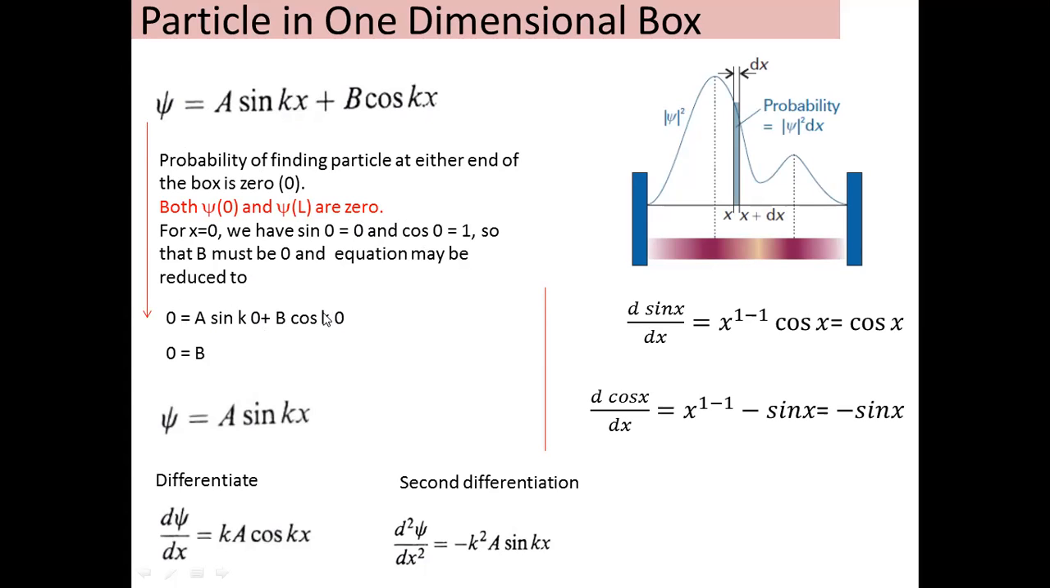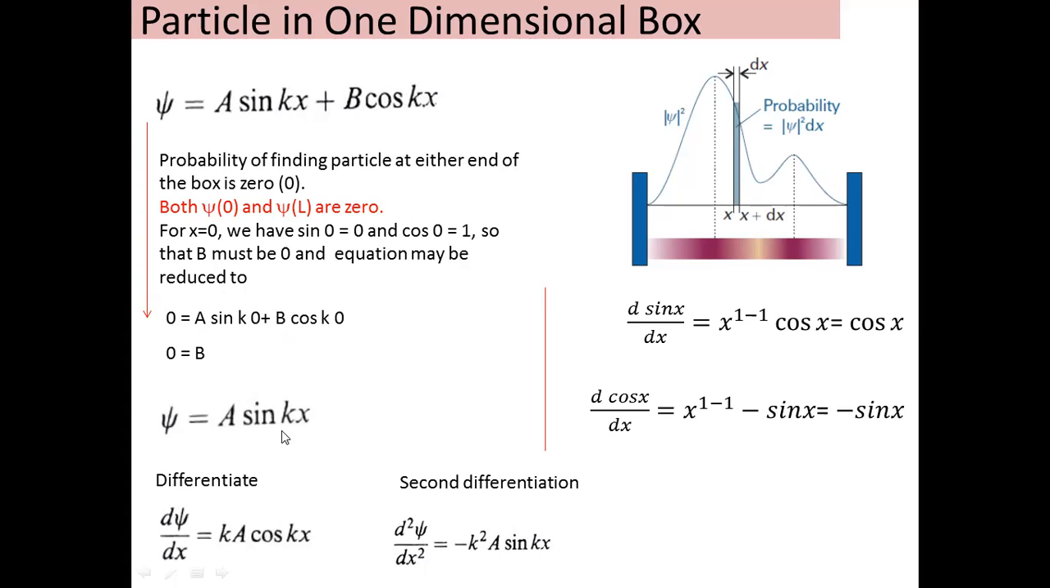So 0 multiplied by k will be 0. When you take the cos 0, that will be equal to 1. So here k multiplied by 0 will be 0, and when you take the sine 0, that will be equal to 0. That means this whole term becomes 0. So b will be equal to 0. When you put the value of b, which we have calculated, b is 0 multiplied by the whole factor, so it becomes 0. So the net equation will be psi equal to a sine kx.